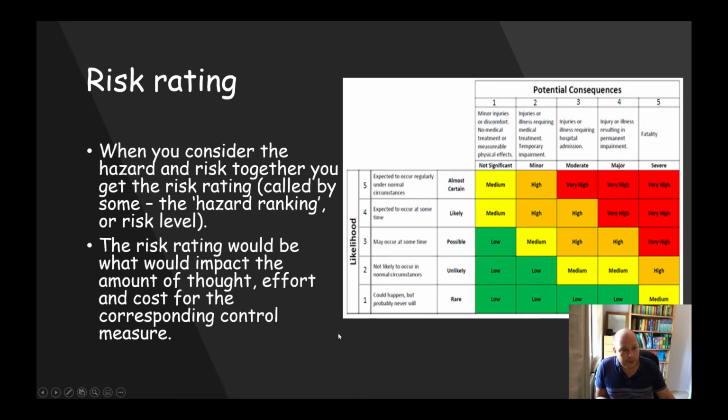So the level of consequence and the level of likelihood both come together to inform the risk rating or hazard ranking, whatever you want to call it. The higher the likelihood, the higher the consequence, the greater the risk rating, and as such, the bigger the amount of effort to be put towards the control measures, which we're going to talk about now.